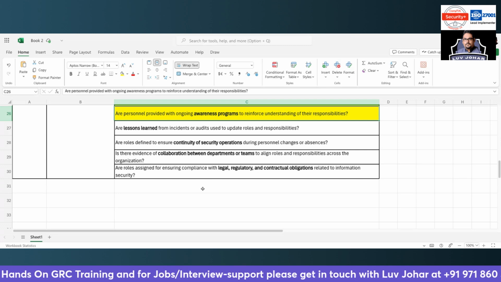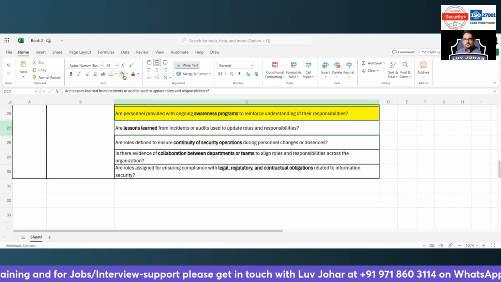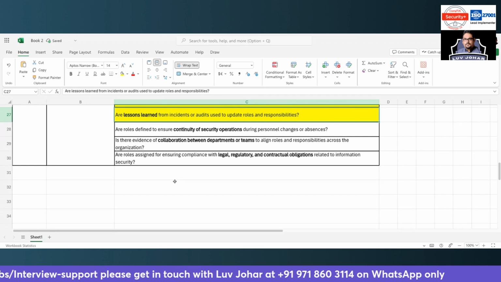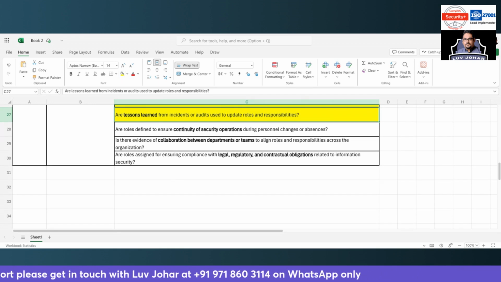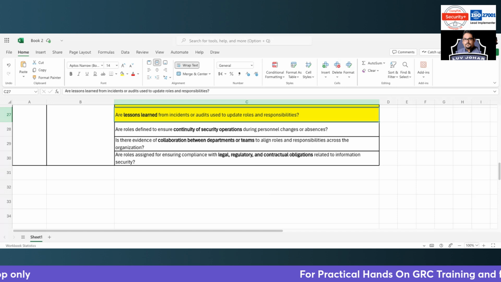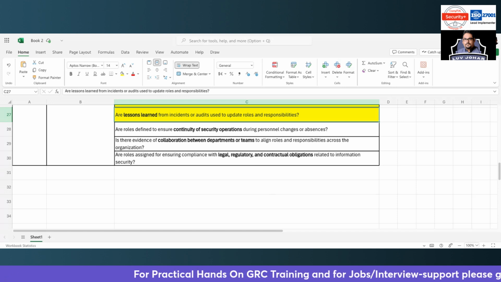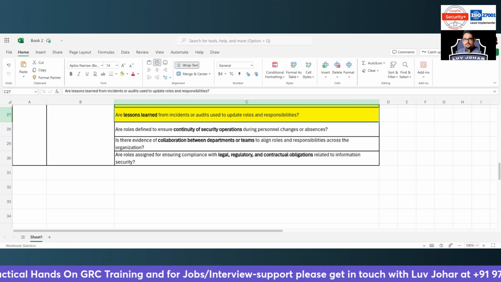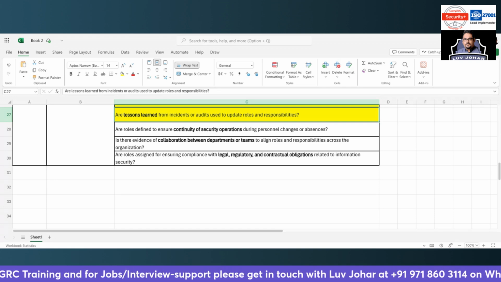And after that, you need to make sure that any lessons learned from incidents or audits are used to update the roles and responsibilities accordingly. For example, if there has been an incident with somebody who is performing some task and that was not done properly, you may need to take that responsibility from that person and assign it to another person. So lessons learned will be very important here.